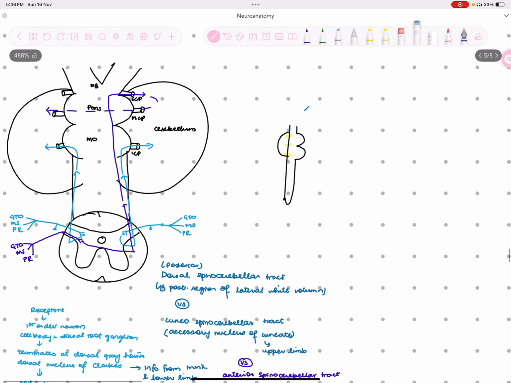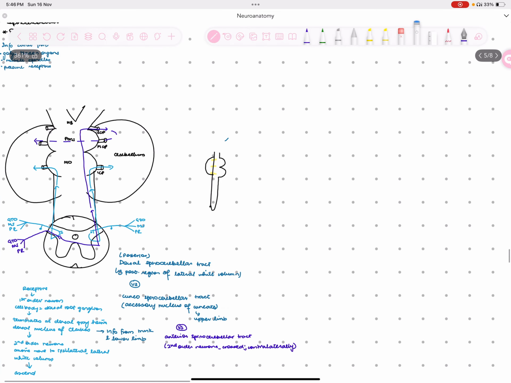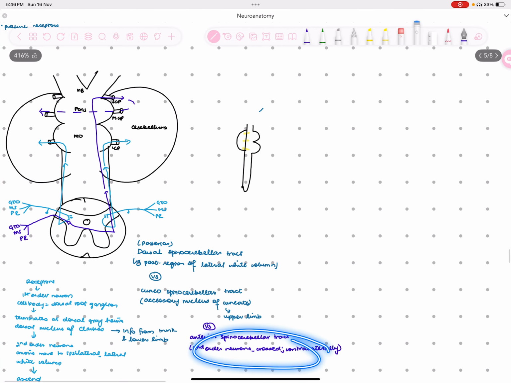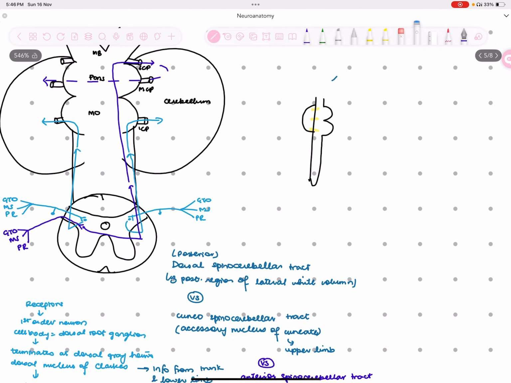Then if you talk about the spinocerebellar tracts, this is for unconscious information, all the unconscious information. So you have dorsal, cuneo, and anterior. Anterior is where a lot of mixing happens. So anterior first, okay, first let's talk about dorsal. It comes here. First order neuron, cell body is here in the dorsal root ganglion. It comes and terminates here. Second order neuron, now the very important, you have Clark's nucleus here.